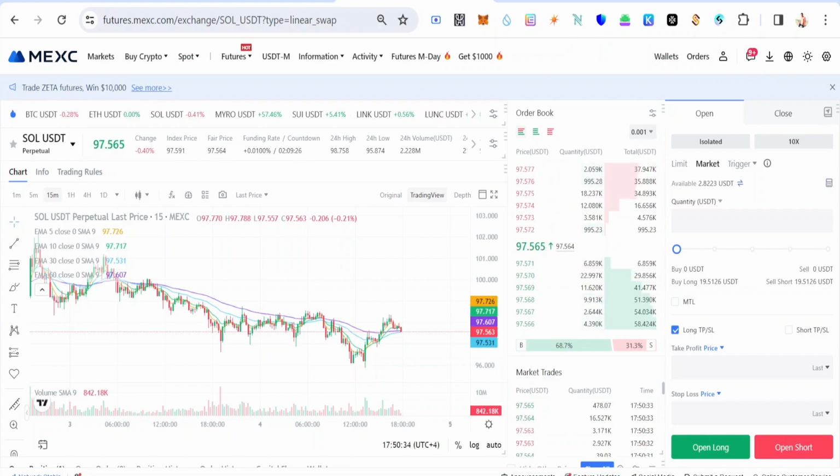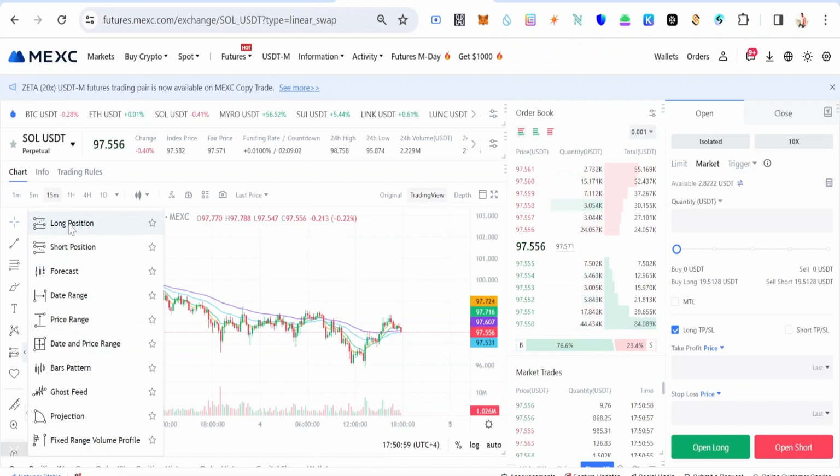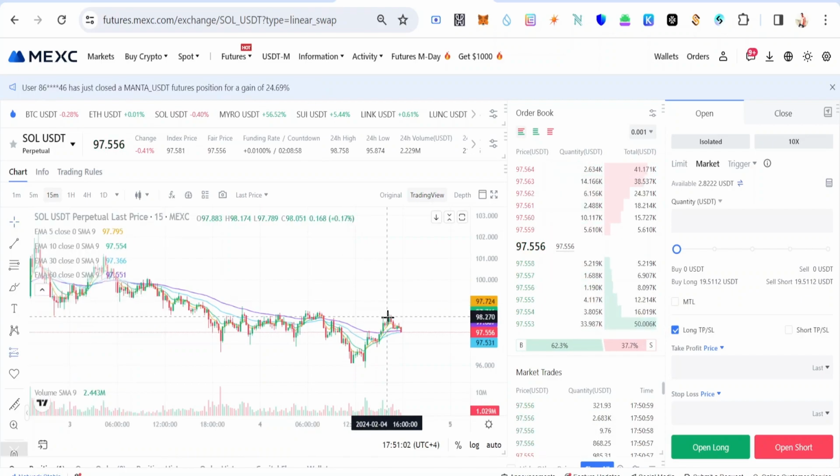Now once you are here on this trading interface, for this video I will show you the example of SOL USDT. Let's take a scenario where you are feeling bullish on Solana. All you have to do is go to these three lines over here, click on it, and search for long position, which is the first one. Then simply click over here.